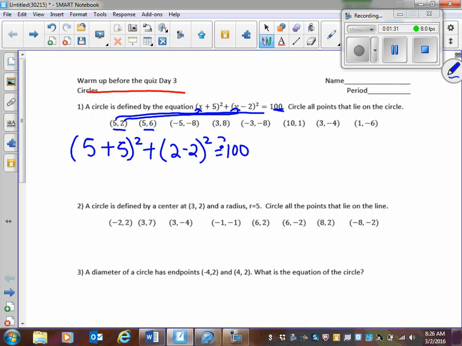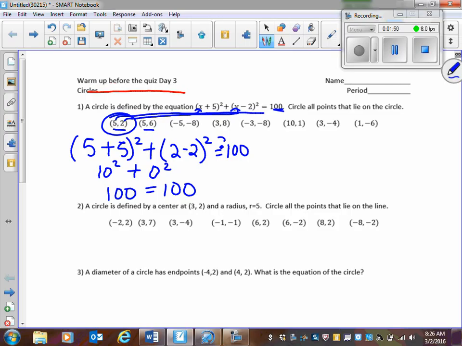So I can just say 5 plus 5 is 25, right? No, 5 plus 5 is 10. 10 squared plus 2 minus 2 is 0 squared. So 10 squared gives you 100, equals 100. Then they are equal. That means this point is going to lie on the circle.